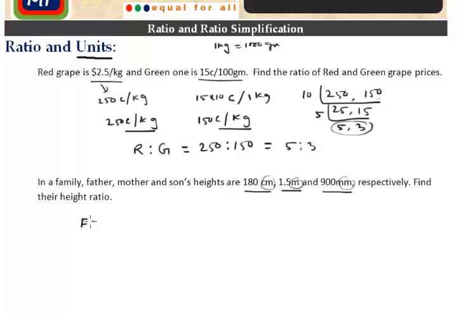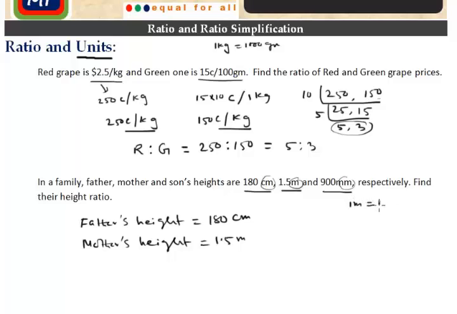So father's height is given 180 centimeter. We will keep it as centimeter. Mother's height is given 1.5 meter, and we know that 1 meter equals 100 centimeter. So it will be 1.5 times 100 centimeter, that is 150 centimeter. So mother's height, we converted it from meter to centimeter, we got 150 centimeter.